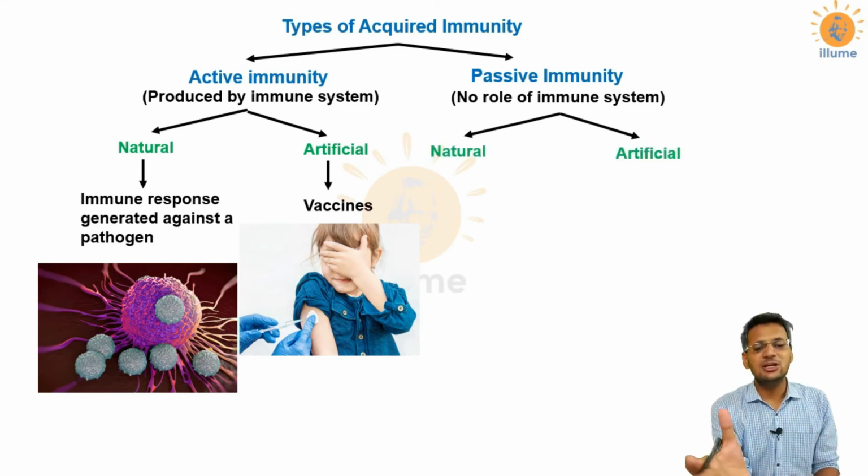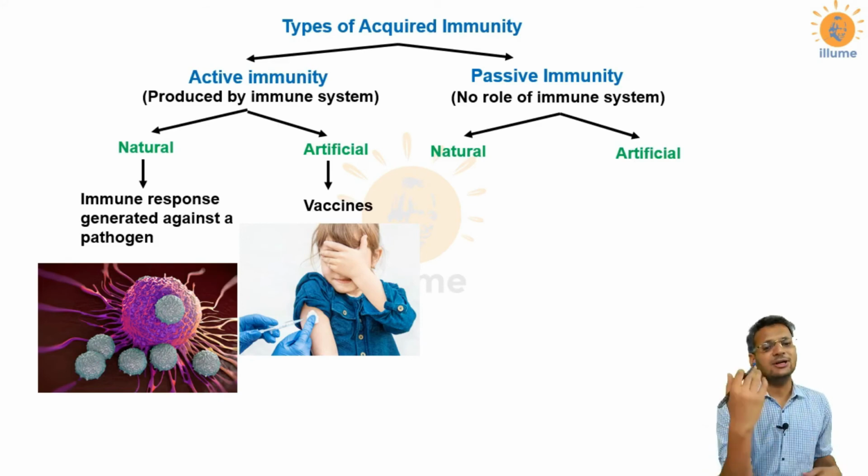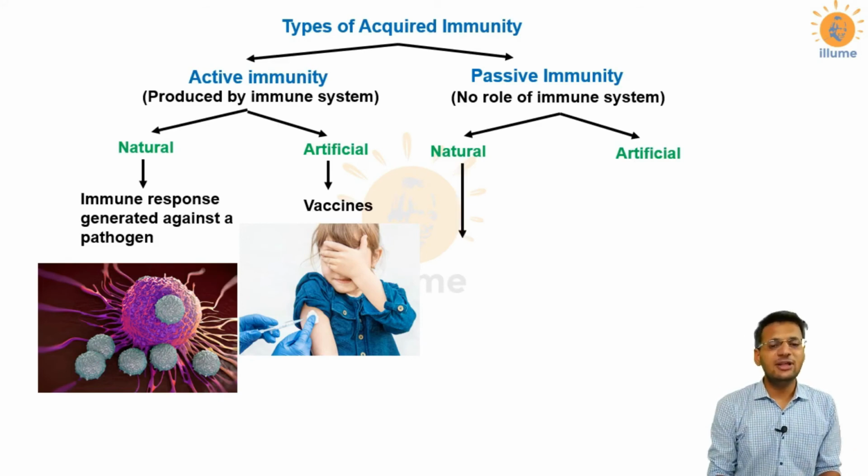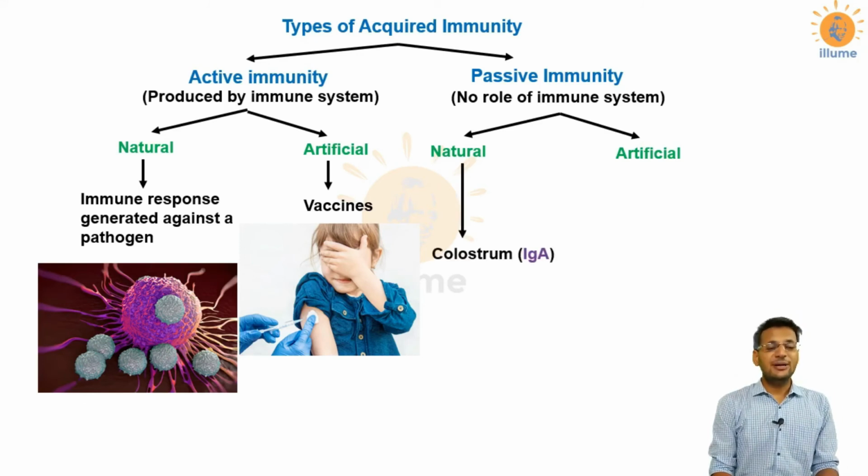It's again of two types, natural and artificial. In both cases your body would be gifted with the immune components. In natural immunity you would be gifted natural immune components, and in artificial you would be gifted with artificial products. The best example of natural immunity is colostrum. What is colostrum? Colostrum is the initial milk that is produced in the initial days of lactation after delivery, and that is very rich in IgA.